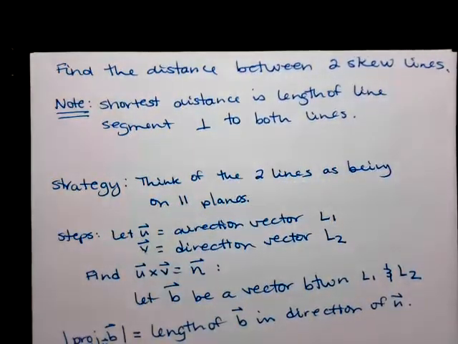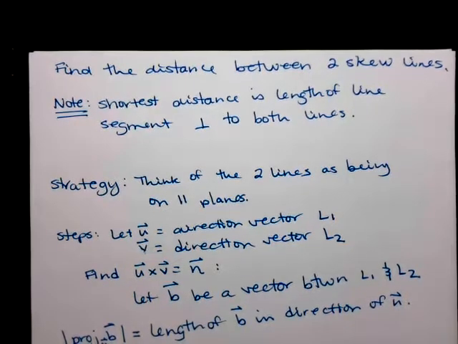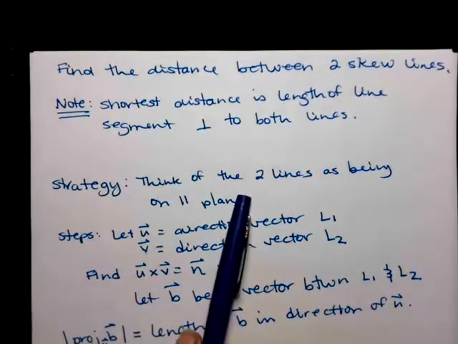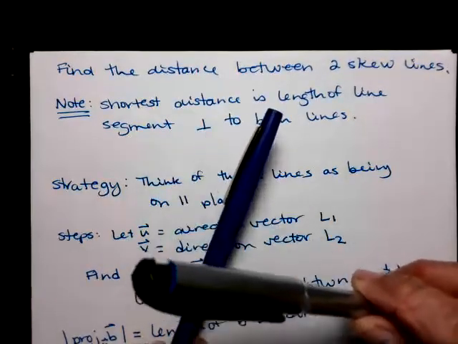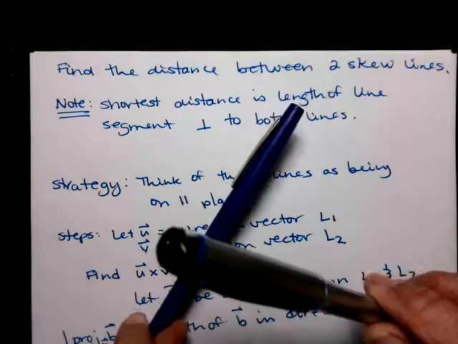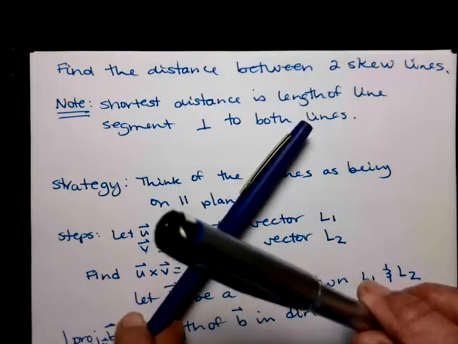So we're going to use some stuff we know about vectors and cross products and what that means about being perpendicular to help find that line segment. Our strategy is we're going to think of the planes that contain the two lines, and then the two planes are going to be parallel to each other.